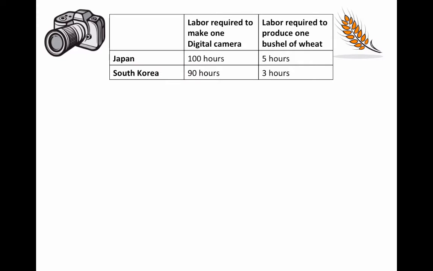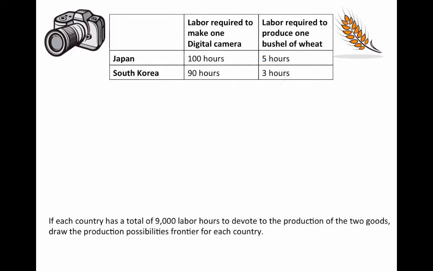Let's suppose we have two countries, Japan and South Korea. It takes 100 hours to produce a digital camera in Japan and 5 hours to produce 1 bushel of wheat. In South Korea, it takes 90 hours to produce a digital camera and 3 hours to produce 1 bushel of wheat. Let's suppose each country has a total of 9,000 labor hours to devote to the production of the two goods. Let's draw in the production possibilities frontier for each country.